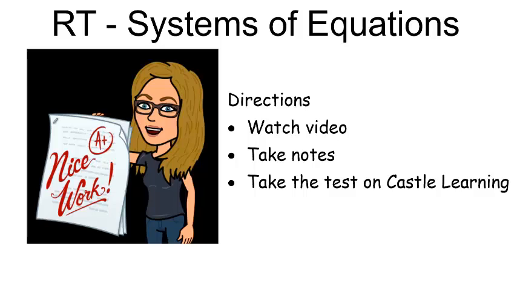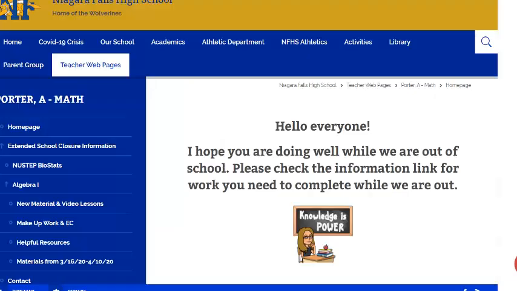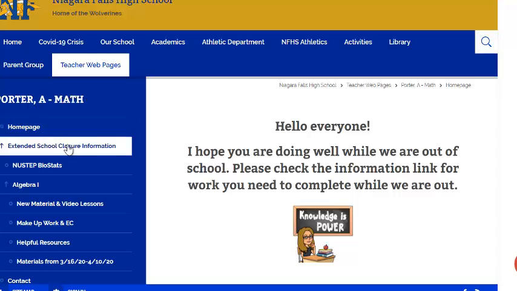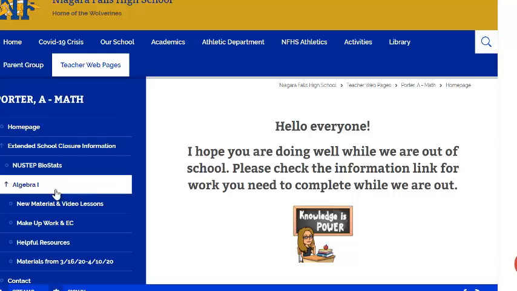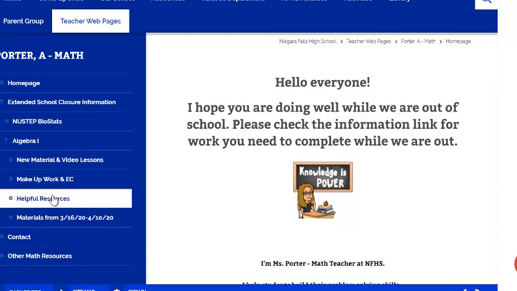That Castle Learning test, just consider it a homework assignment based on these notes. Now, if you need any extra help, I do have a reference sheet posted on my website too, which I'm going to show you how to get to. So once you get to my webpage, you're going to go to Extended School Closure Information. You're going to go to Algebra 1 and then Helpful Resources.